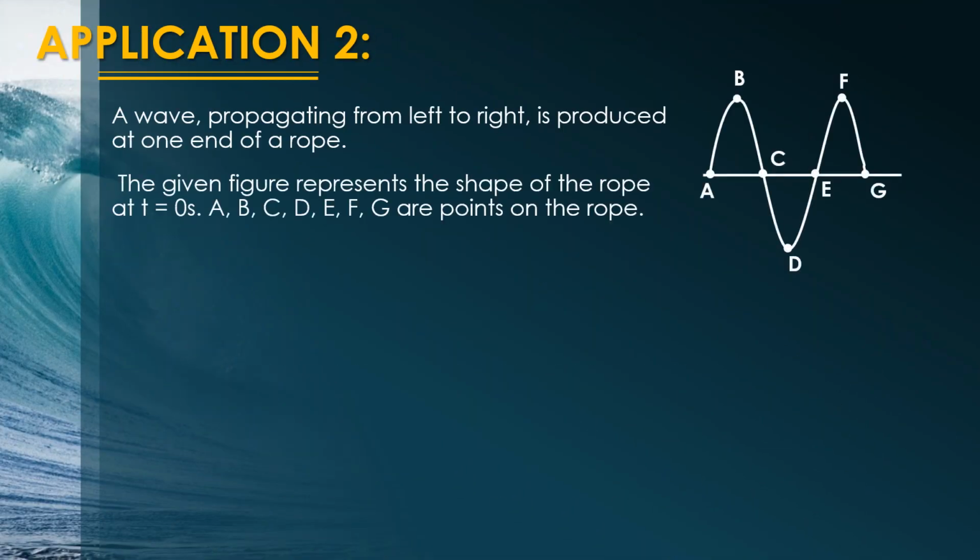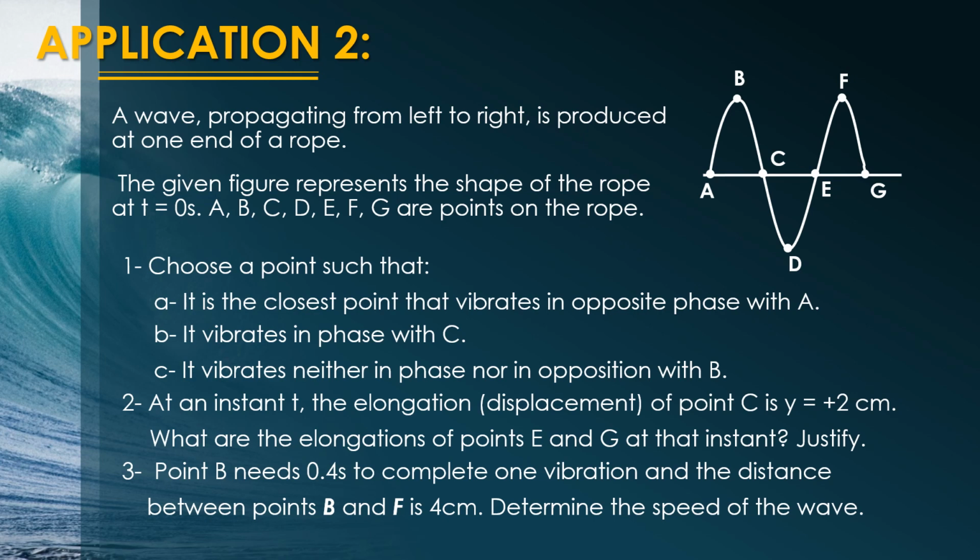Another application on the ideas that we have covered so far is this exercise, in which we have a wave propagating from left to right and produced at the end of a rope. We are also given some points on that rope, A through G. First, we need to choose points such that we have three different scenarios. A, it is the closest point that vibrates in opposite phase with A. B, it vibrates in phase with C. And part C, it vibrates neither in phase nor in opposition with point B.